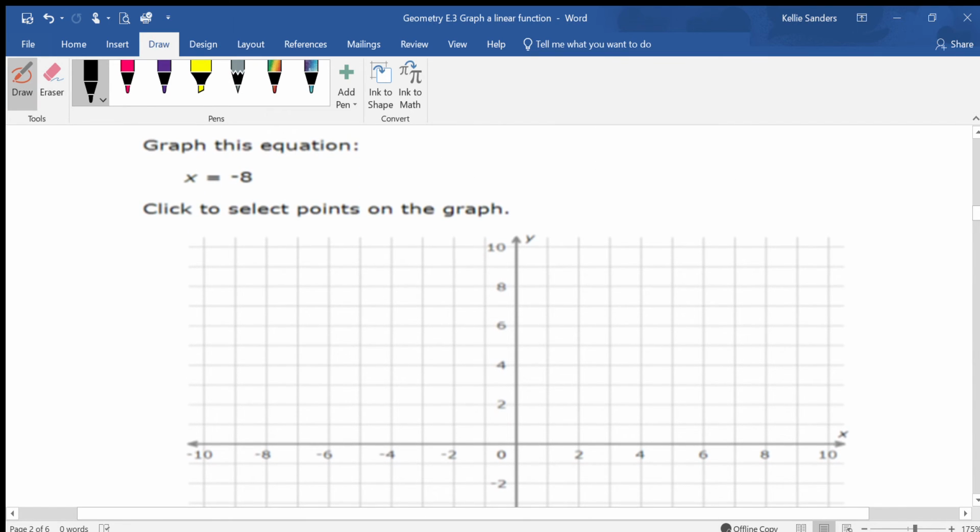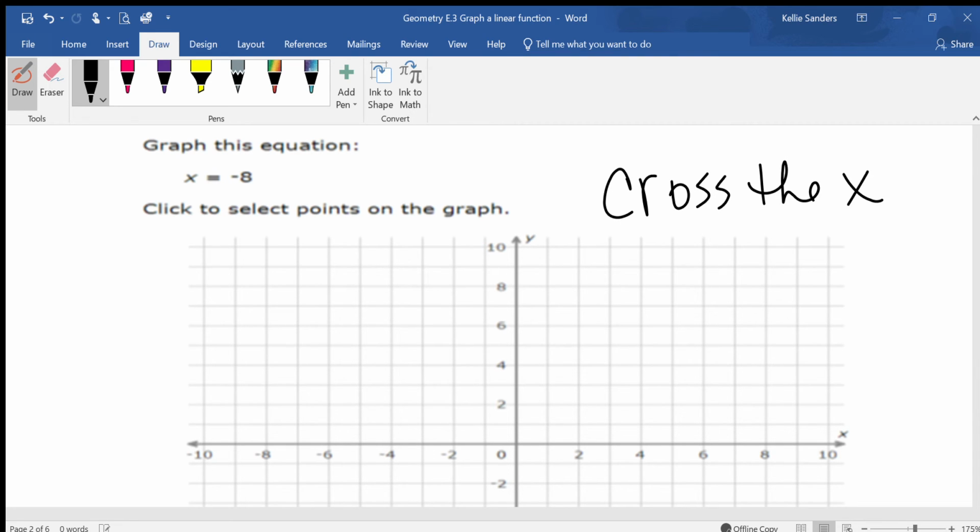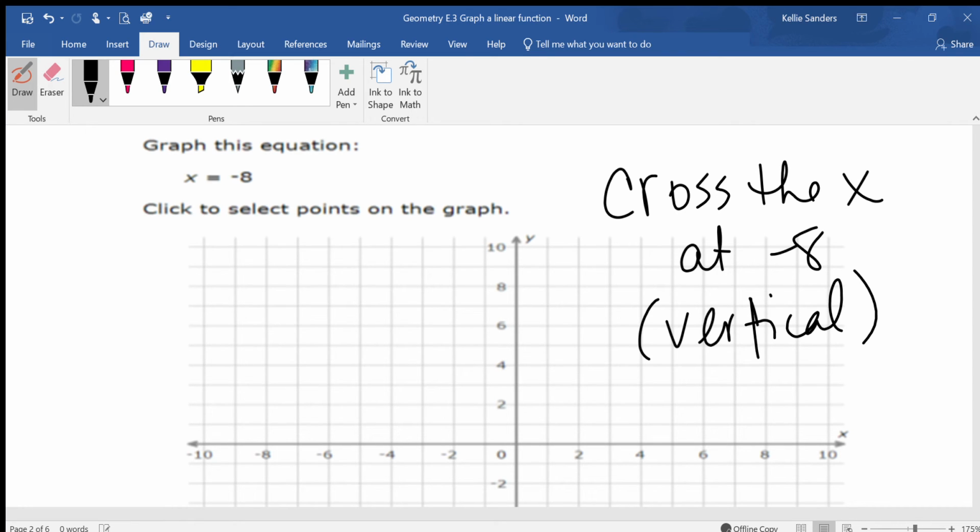Okay. On this one, x equals -8. What's going on with x equals -8? There's not a y. If there's not a y and you just have an x, it's going to cross the x at -8. It's going to be vertical. Okay? So, where's -8 on the x-axis? Right there. So you put a point there, and then you want it to go vertical. So you can put any other point that's vertical to -8, and IXL will draw that line for you. And that's it.